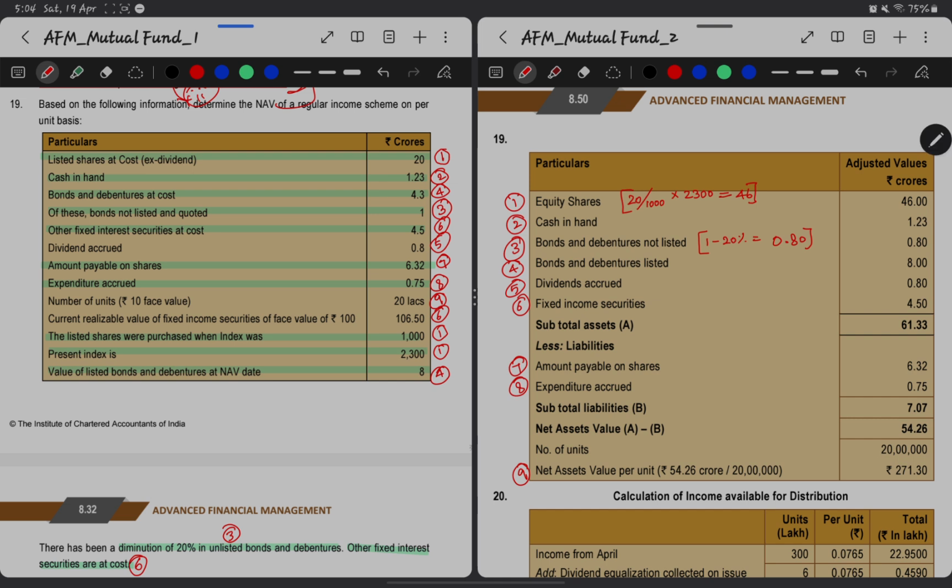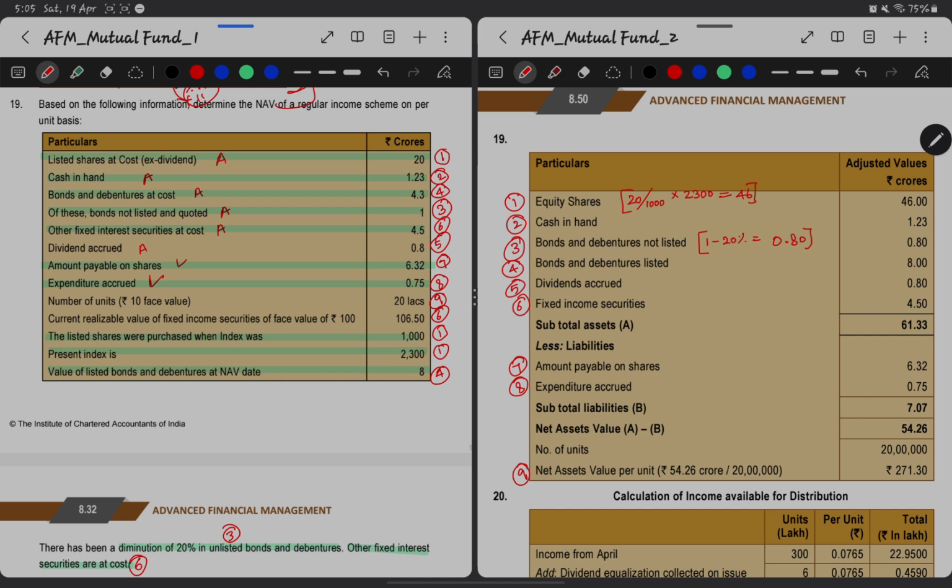Going further with the question, we'll categorize whether each item will come under the assets category or the liabilities category. The first thing is listed shares at cost, which will be an asset. Then cash in hand is an asset. Then bonds and debentures at cost, an asset. Of these, bonds not listed and quoted, that also will be an asset. Other fixed interest securities, an asset. Dividend accrued will be an asset only. And then amount payable on shares, which is a payable, a liability. Then expenditure accrued will be a liability.